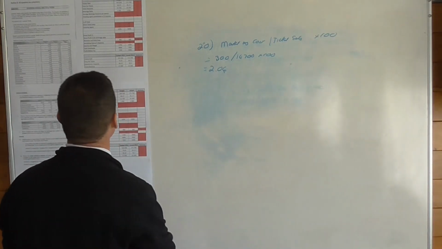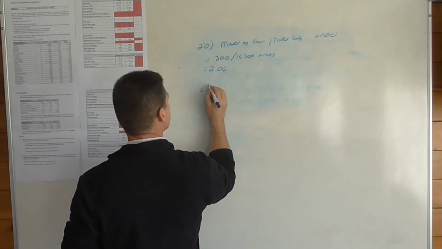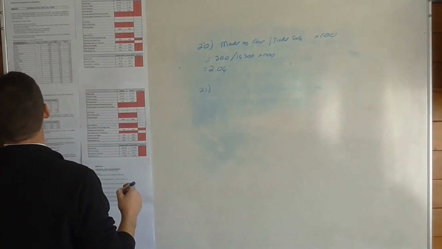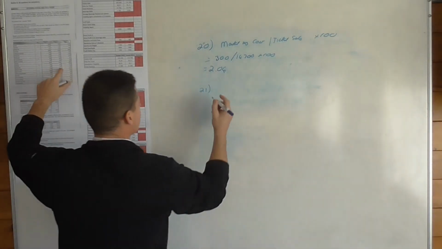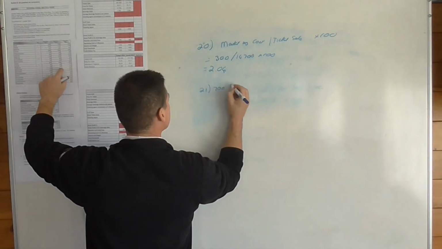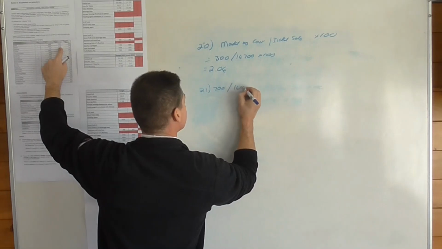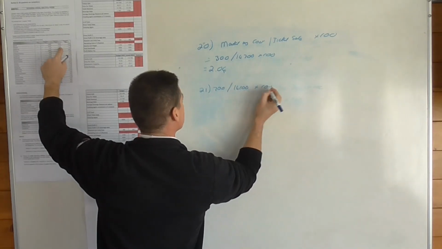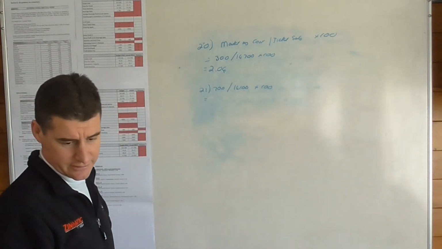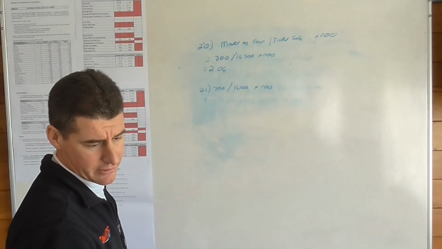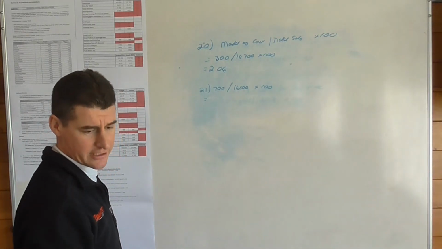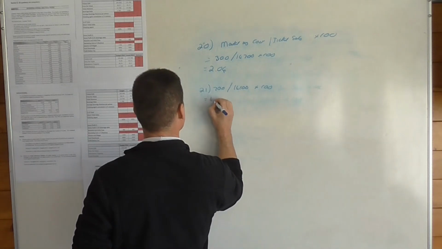And now we're doing the actual, which is number 21. So marketing cost 700 divided by ticket sales 14100 multiplied by 100. 21, where's number 21? There we go, and that's 4.96.